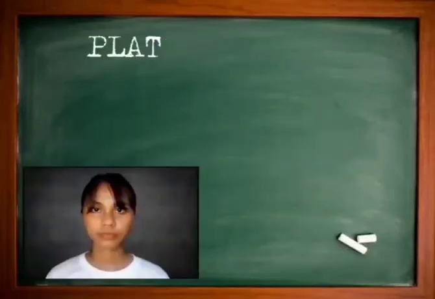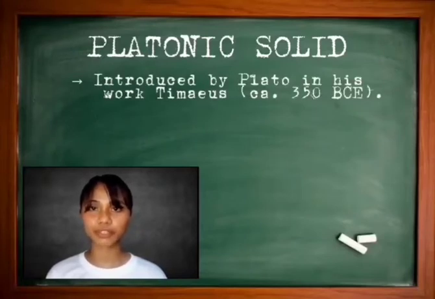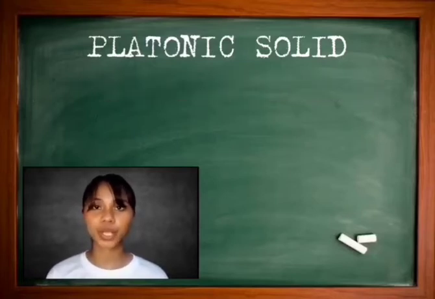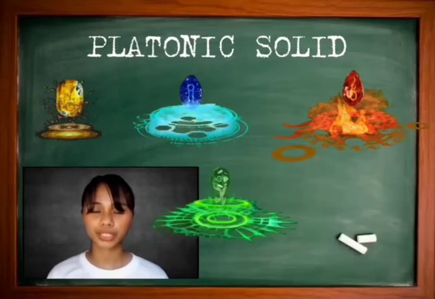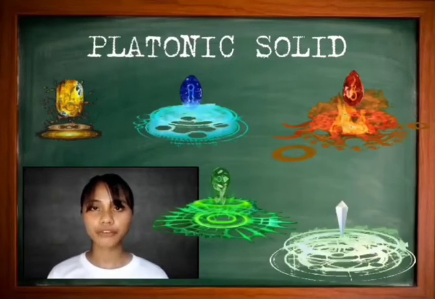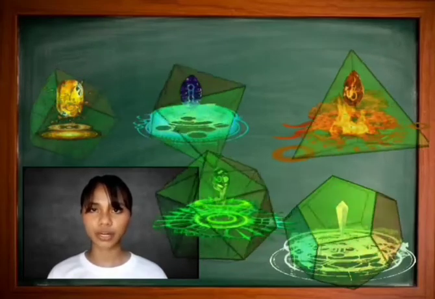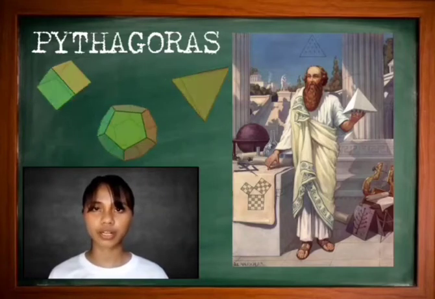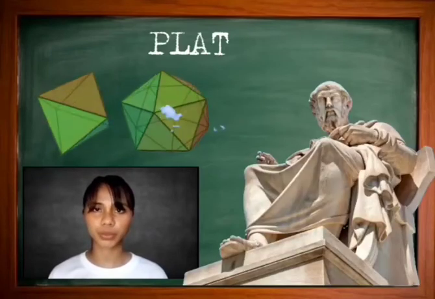Platonic solids. In approximately 350 BCE, before Common Era, Plato introduced the Platonic solids in his work Timaeus, in which all the known forms of matter, such as earth, air, fire, water, and ether, are composed of 5 elemental solids: the cube, octahedron, tetrahedron, icosahedron, and dodecahedron. Pythagoras discovered the cube, tetrahedron, and dodecahedron. On the other hand, the octahedron and icosahedron were discovered by Plato.